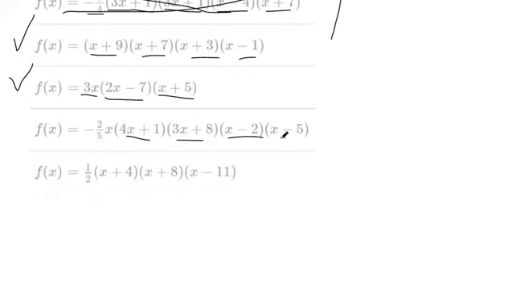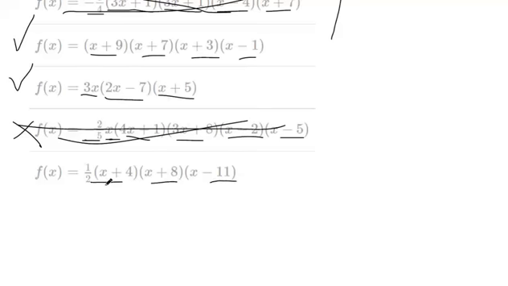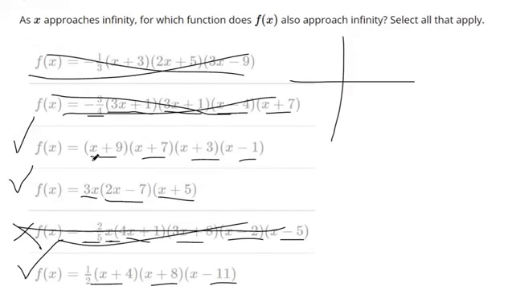Positive, positive, positive, positive. But then after all those positive numbers, when we plug in positive 1 billion, we multiply by a negative. So this one's negative infinity. Positive, positive, positive, positive. So this one is positive infinity. So those 3.